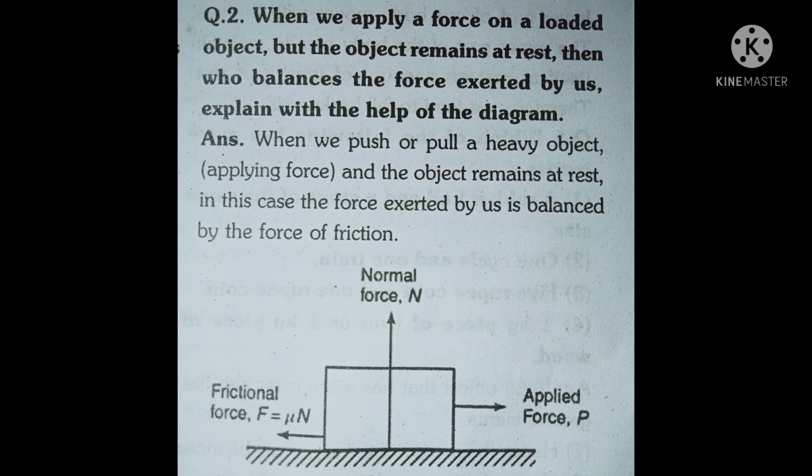Question second. When we apply a force on a loaded object but the object remains at rest, then who balances the force exerted by us? Explain with the help of the diagram. Answer. When we push or pull a heavy object applying force and the object remains at rest, in this case the force exerted by us is balanced by the force of friction. ये डायग्राम है नीचे: frictional force, applied force and normal force. Answer second complete.